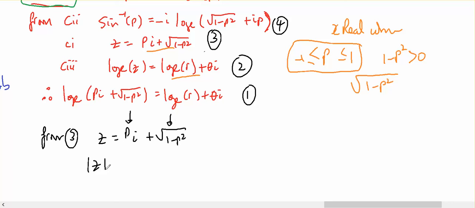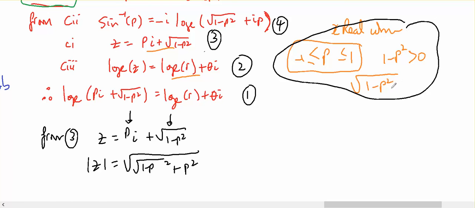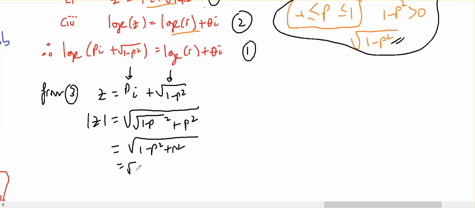The magnitude of z is going to be the square root of the real component squared plus the imaginary component squared. And I have no problems about taking the square root because I know that when p is between -1 and 1, 1 minus p squared is positive. So that's going to be the square root of 1 minus p squared plus p squared, which is the square root of 1, which is 1. So the magnitude of z equals 1, which means r equals 1.